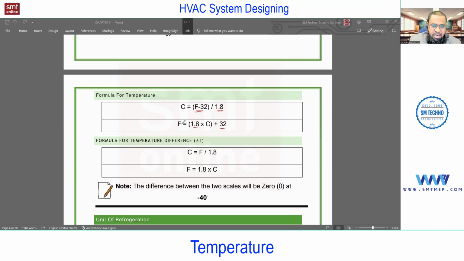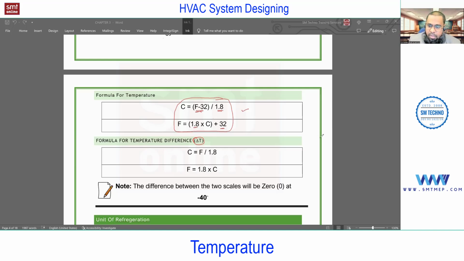multiplying, because Fahrenheit has 1.8 divisions, no? So we need to increase that division, and 32 we are adding. But remember, this is for temperature to temperature conversion. In case you are converting a temperature difference, this 32 factor is not applicable.